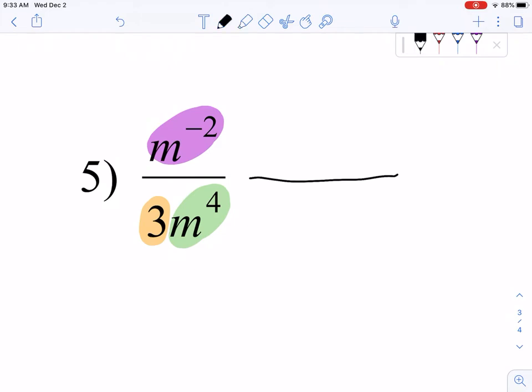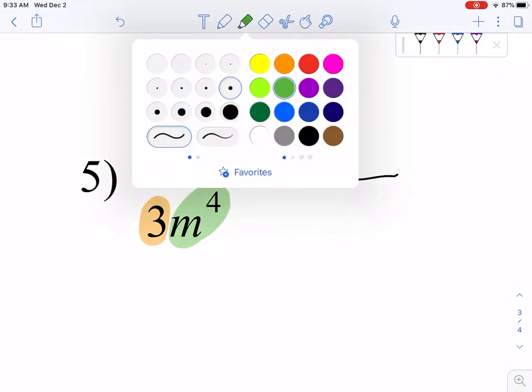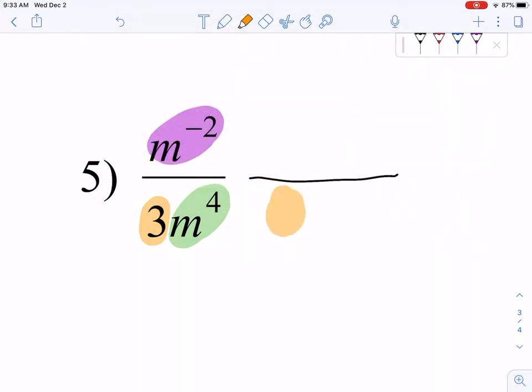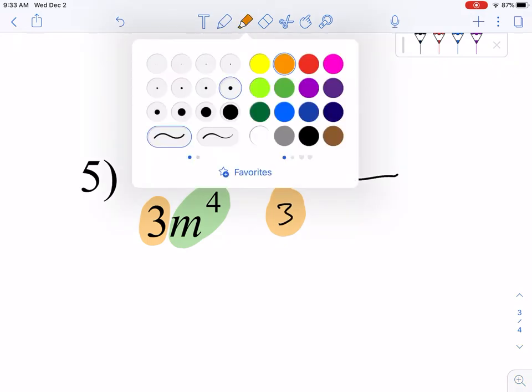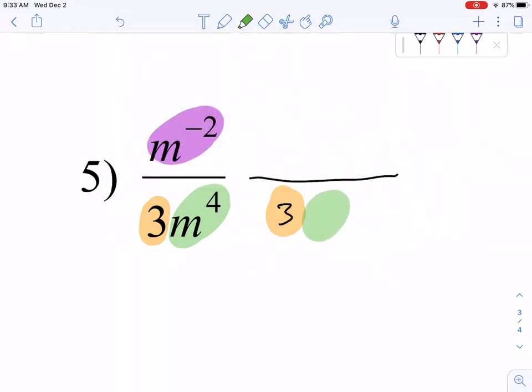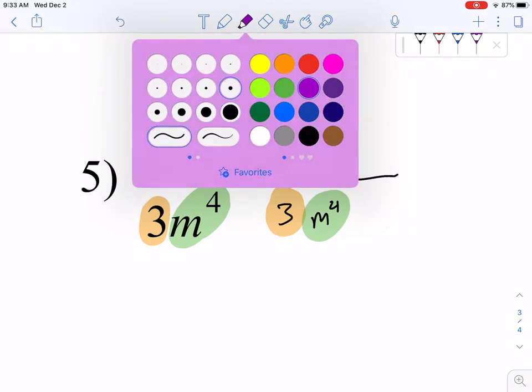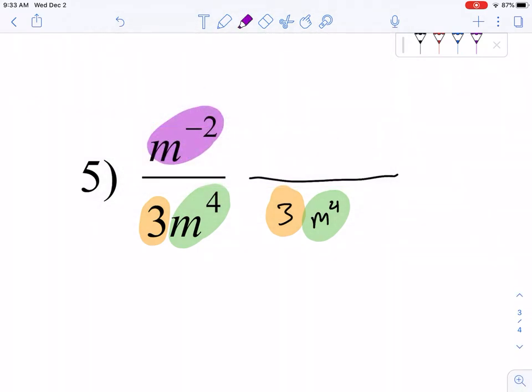So here's what would happen. I have 3, happy where he's at. Doesn't need to move. I also have m to the fourth, happy. Doesn't need to move. But my purple m to the negative second is unhappy and needs to move downstairs. Now it's m to the positive second. And this is all sitting under 1 now since this moved and there wasn't really anything else up top, okay?